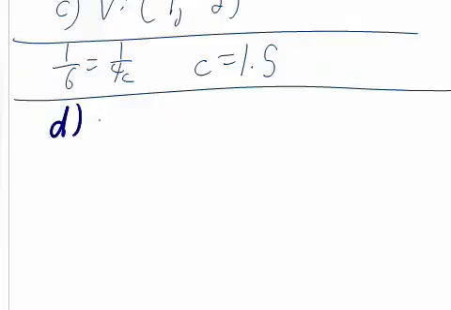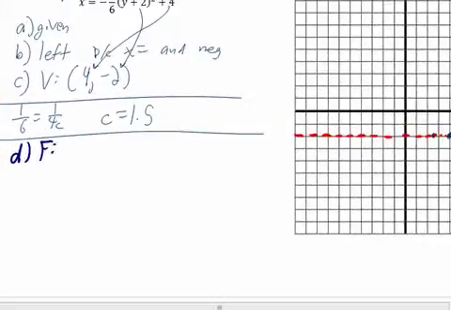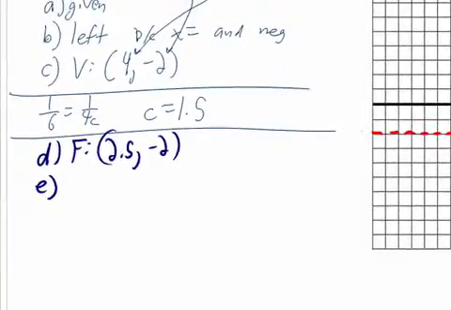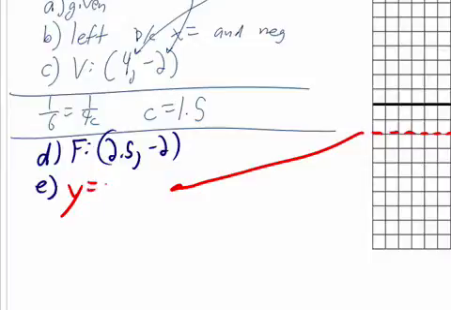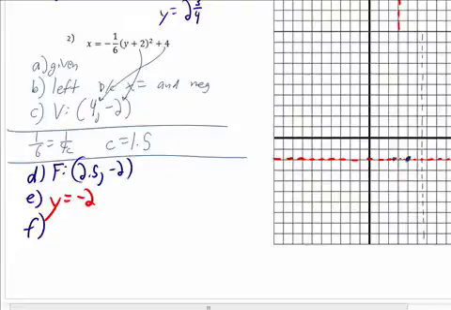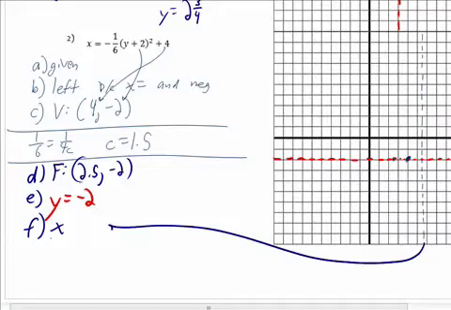D is the coordinates of the focus, and if you look at where we plotted that, it's actually the coordinates 2.5, comma, negative 2. E is the equation of axis of symmetry. It is a horizontal line. All horizontal lines have y equals equations. This is y equals negative 2. F, the directrix, which is a vertical line, has an x equals equation. X equals 5.5.